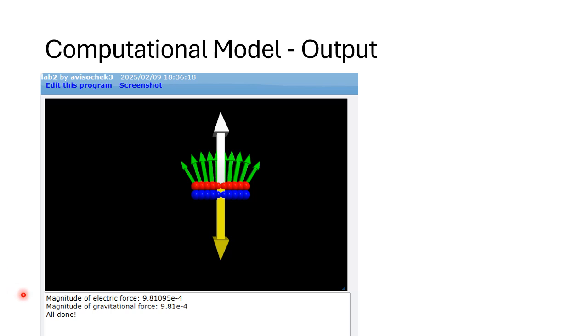Note that the magnitude of the electric force is roughly equal to the magnitude of the gravitational force. This is because the value for the excess charge on the tape was modified by trial and error so that these two values would more or less align.